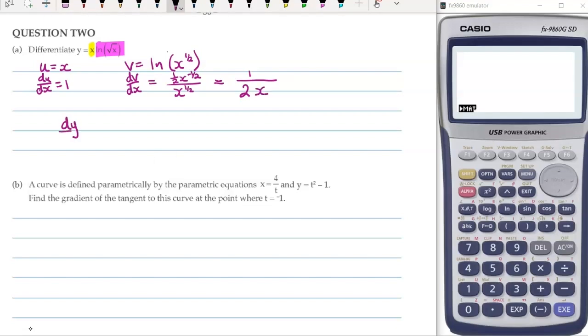So then dy by dx is u times dv by dx. So that's x over 2x plus v times du by dx, which is log x to the half times 1. So that's just log square root of x. And the x's cancel, so we have 1 over 2 on that first term plus natural log of root x.